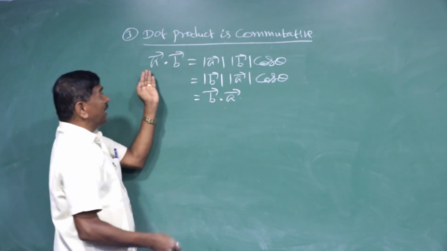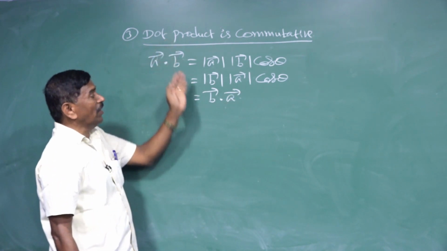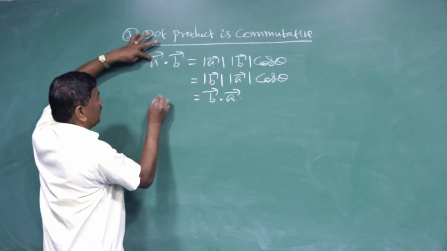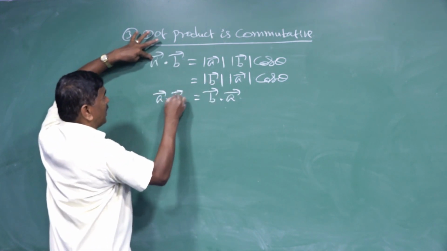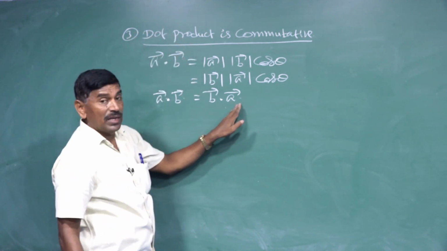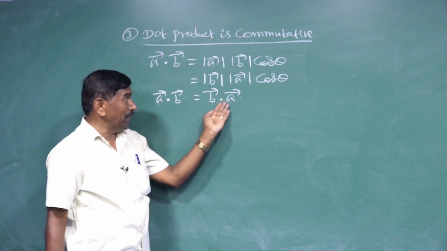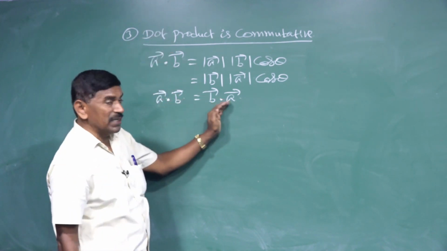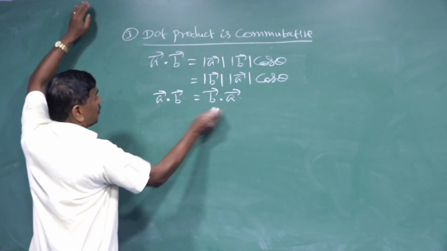Initially we took A vector dot B vector. Finally we proved B vector dot A vector. Write this left hand side, A vector dot B vector. So listen, A vector dot B vector is equal to B vector dot A vector. A dot B equal to B dot A. So dot product is commutative. So the third topic, dot product is commutative. That's all. Third topic completed.